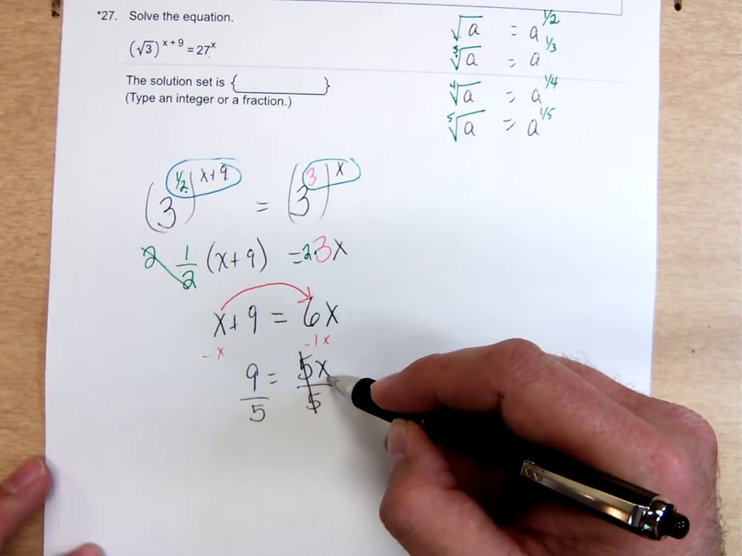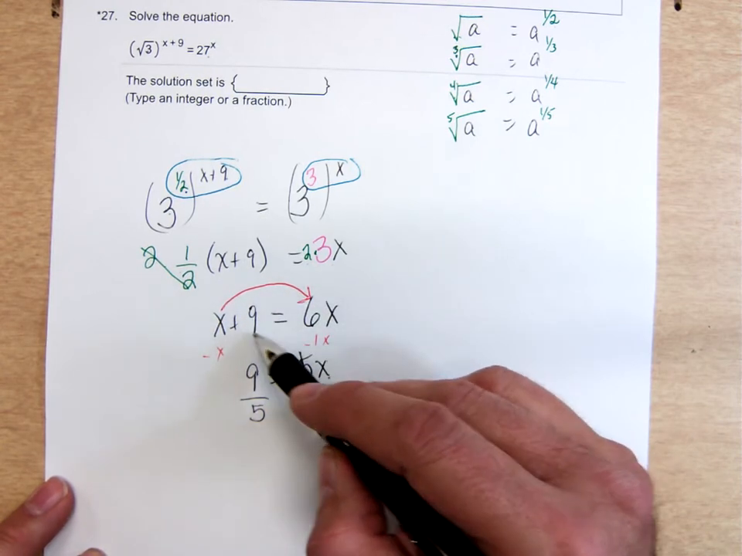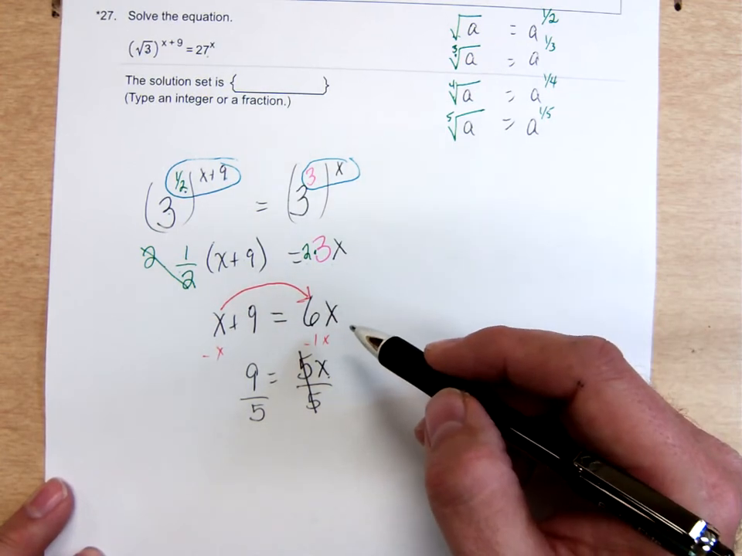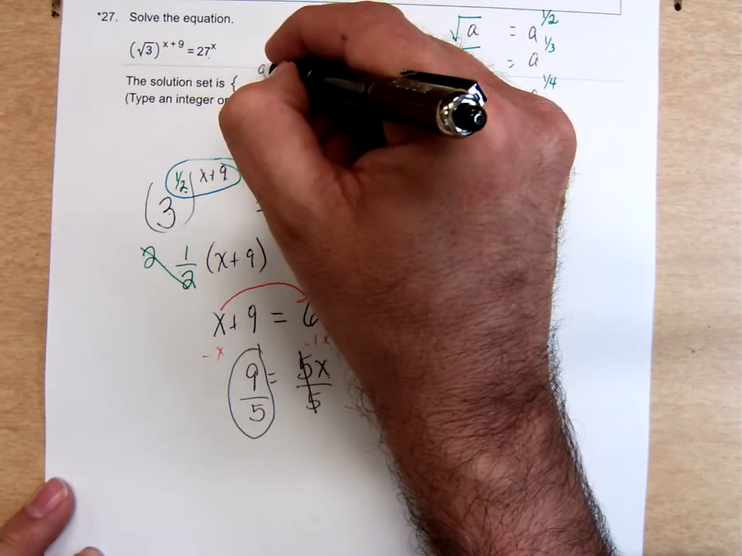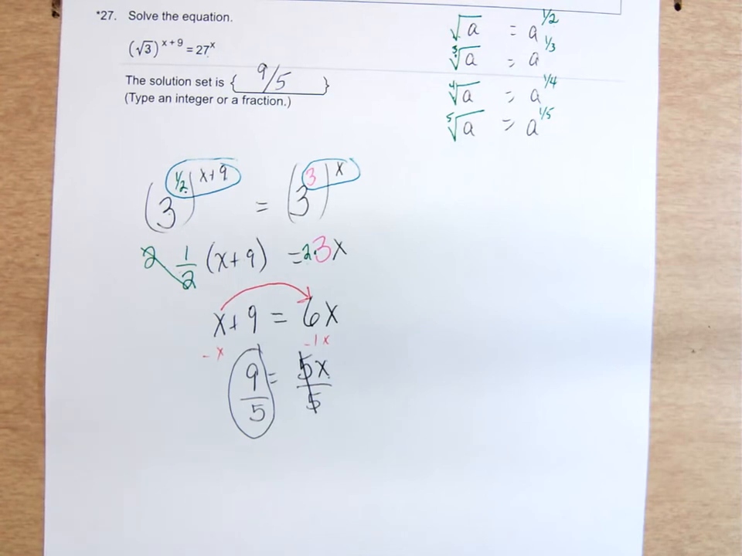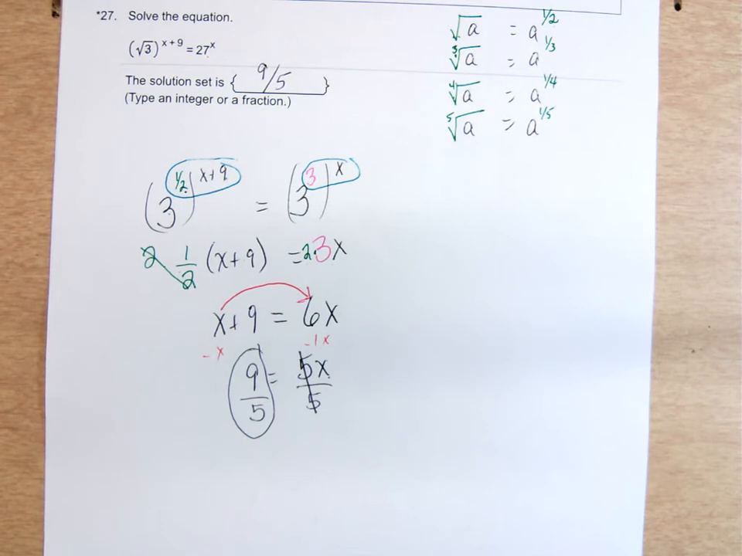Okay. If you wanted to move the 6x over here to the left and the 9 to the right, you'll get the same final answer. You'll wind up with more negatives in your work. So 9 over 5. Any questions there? Any questions before we move on?